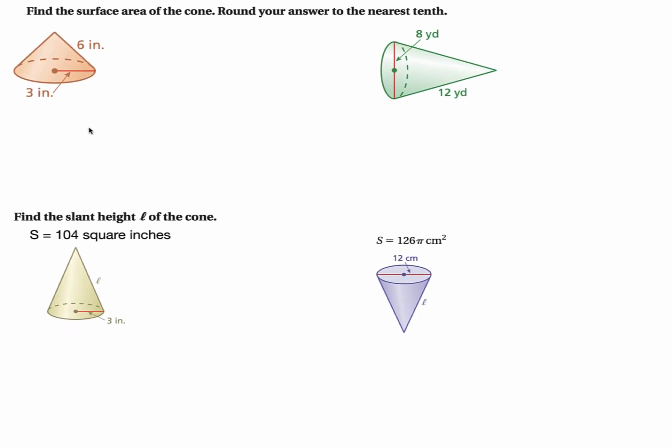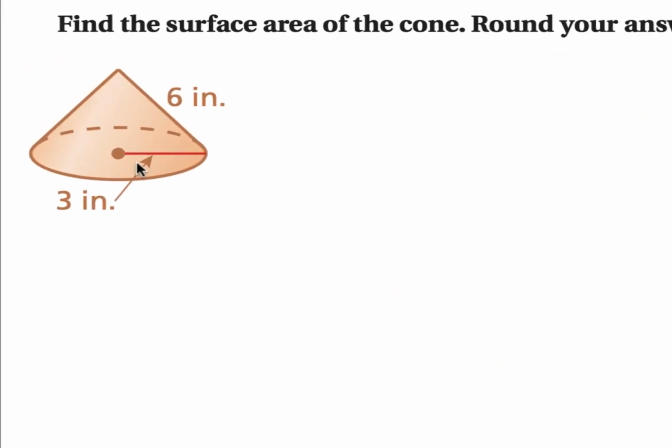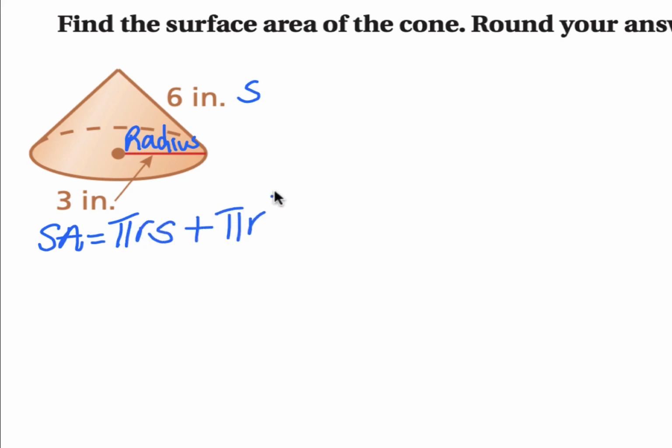Now, let's look at two questions where you have to find the surface area of a cone. In these exercises, you have to round to the nearest tenth. Let's start with this one. We have a cone. The 3 right here is your radius, and the 6 right here is your S for the slanted height. So we'll just write our formula: SA equals pi r s plus pi r squared. Again, you don't need to memorize these formulas. They will be on the formula page.